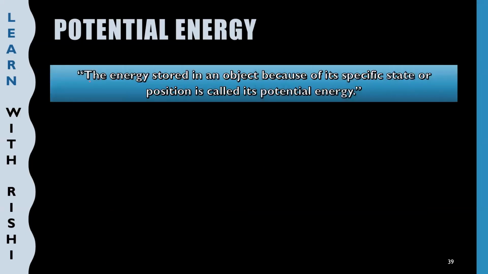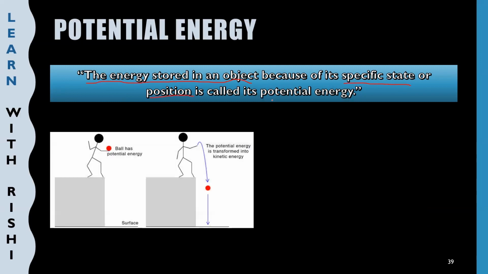Let us see more examples. The definition of potential energy says that the energy stored in an object because of its specific state or the position of the object is called its potential energy. Like here, one example is there. The ball has potential energy. The ball here has some potential energy because of its position.